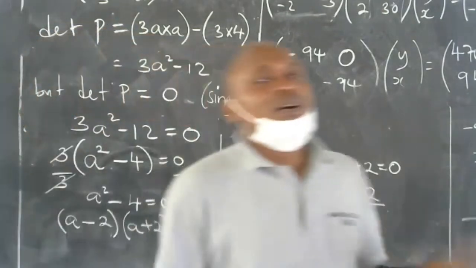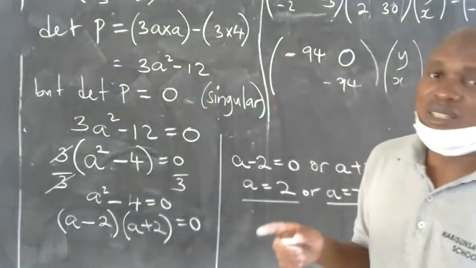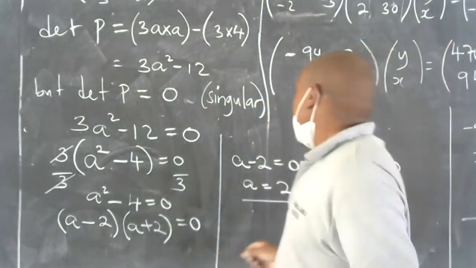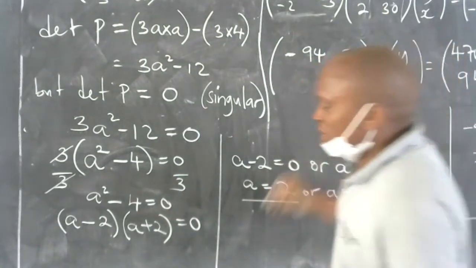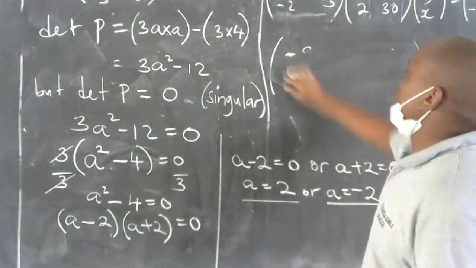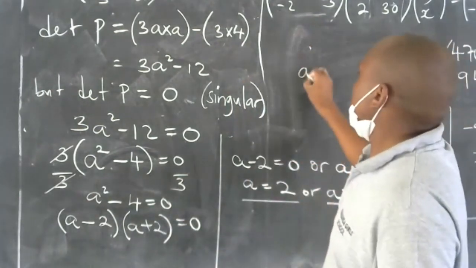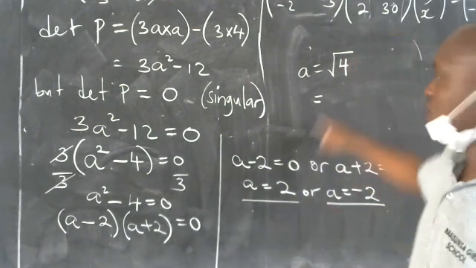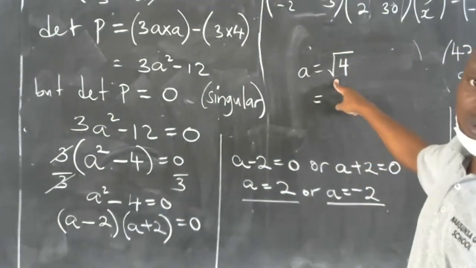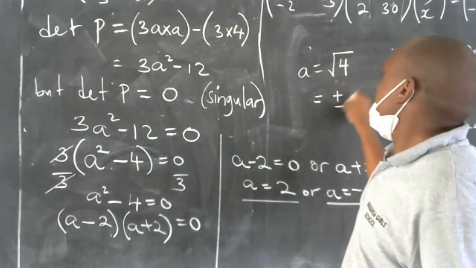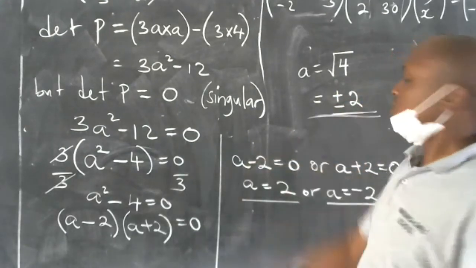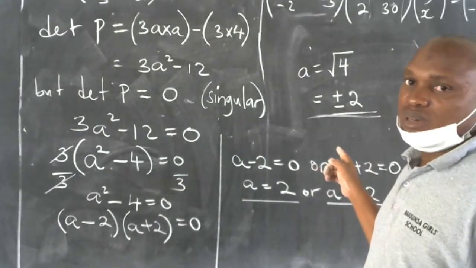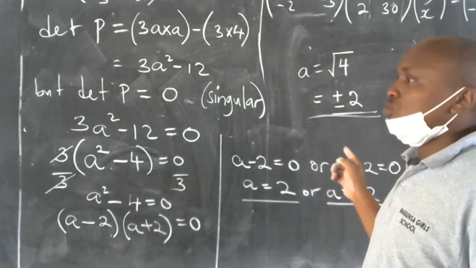Even the other method you used at first, taking the 2 to the other side, could also give you the answer. But when you reached the part of finding the square root, you didn't get the actual answers for the square root. What's the answer for this one? Plus or minus 2. So even if you used the other method, you still could have come to the answer that you want: plus or negative 2.